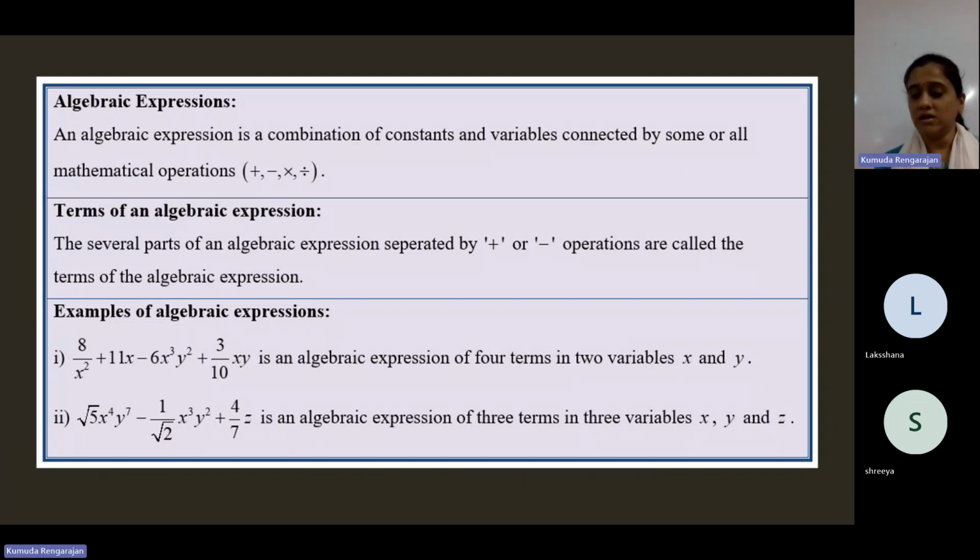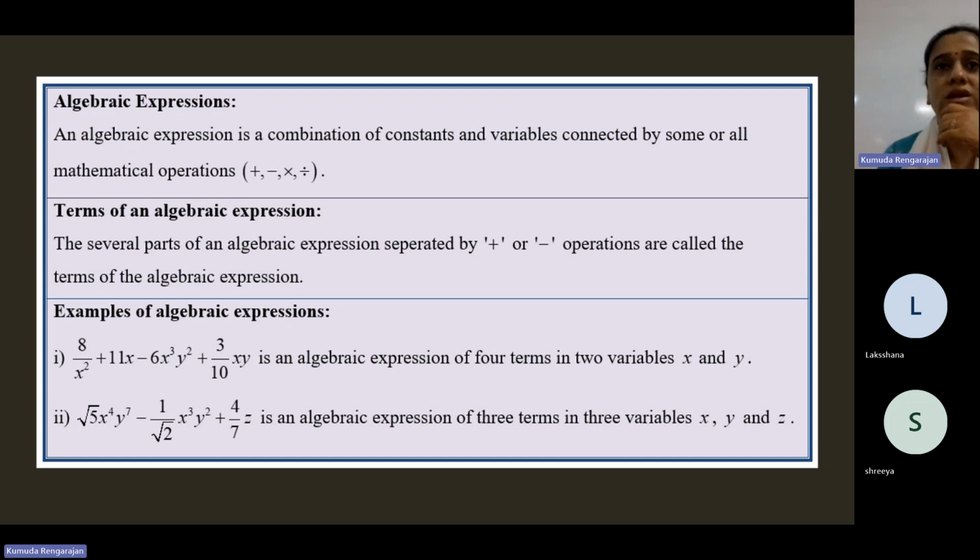So this is the second chapter in your NCERT maths textbook, polynomials. Now we'll take the introduction to this chapter. We'll recall the terms from scratch, starting from constants, variables, and then algebraic expressions. And then we'll understand what the name of the chapter means. What are polynomials? The chapter is called polynomials.